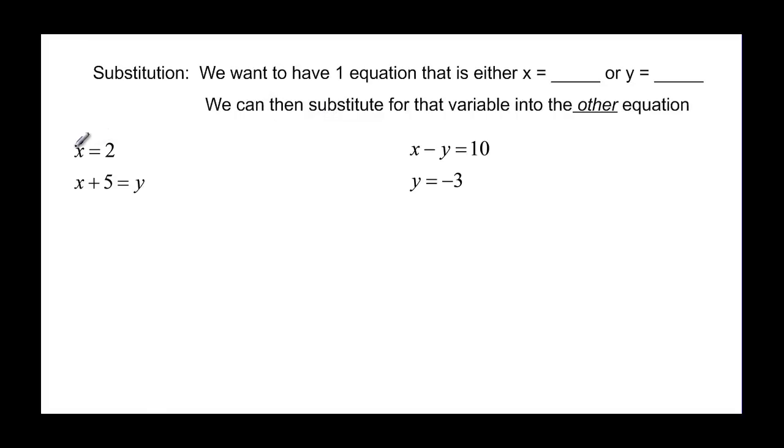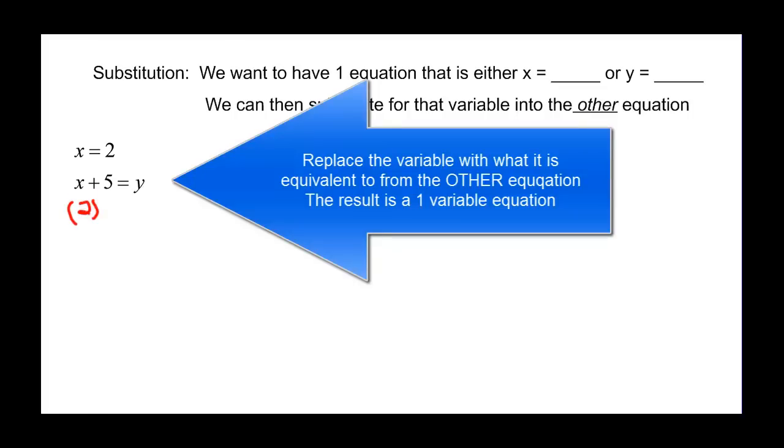In this first example, we see that x is equal to 2. And remember that a solution to a system, the x has to be the same for both equations as well as the y. It has to satisfy both equations. So if x equal 2 satisfies this equation, that means in the bottom, x equal 2 also satisfies. So I can replace the x with my 2 and then finish out the problem and solve for y.